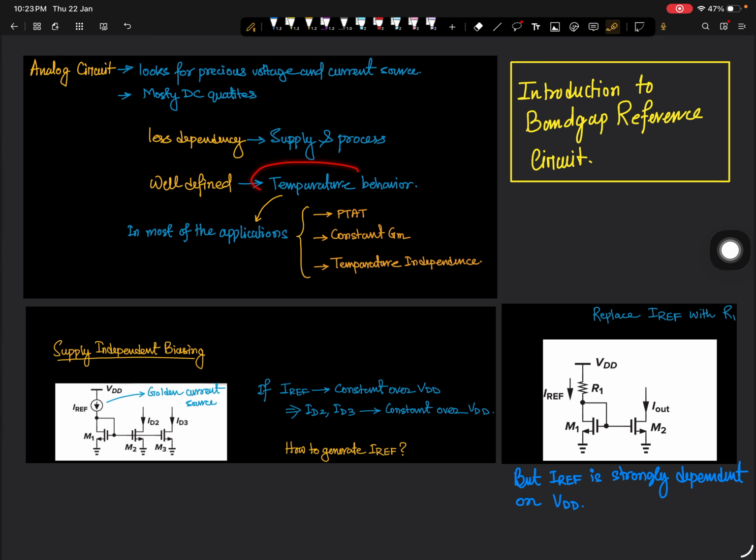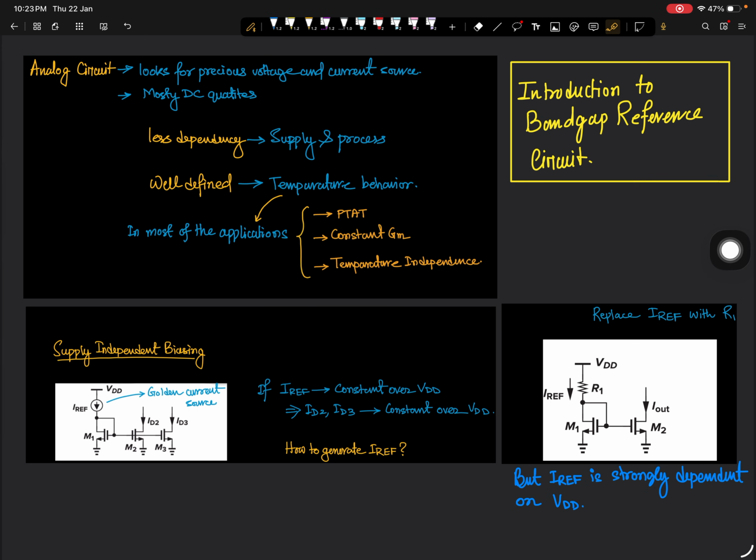Now, what do we mean by well-defined temperature behavior? In most cases, we want these three kinds of behavior. That is something called PTAT behavior, that is proportional to absolute temperature, a constant GM behavior, or a temperature independence, meaning no dependency on temperature.